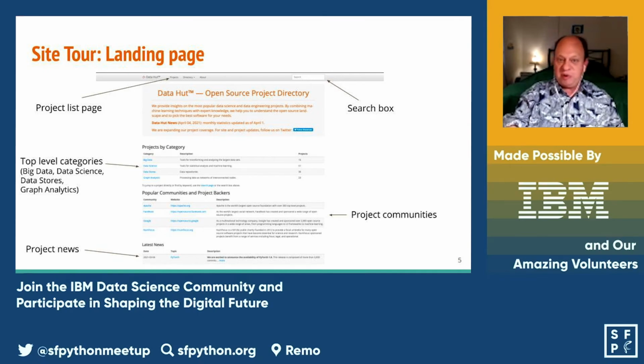Finally, there's a couple other ways you can navigate. The project list page shows you all the projects listed alphabetically with their icons, if you like that. And we also have a search box, so you can search the site as well.